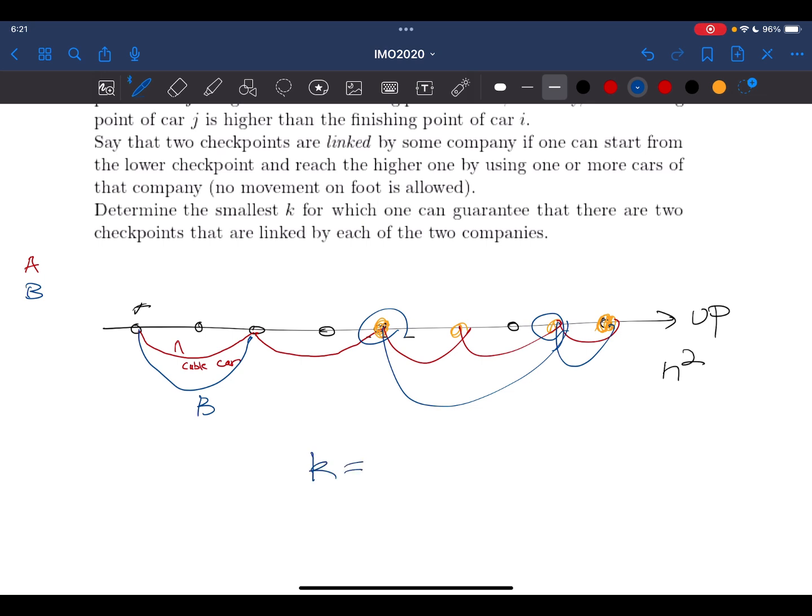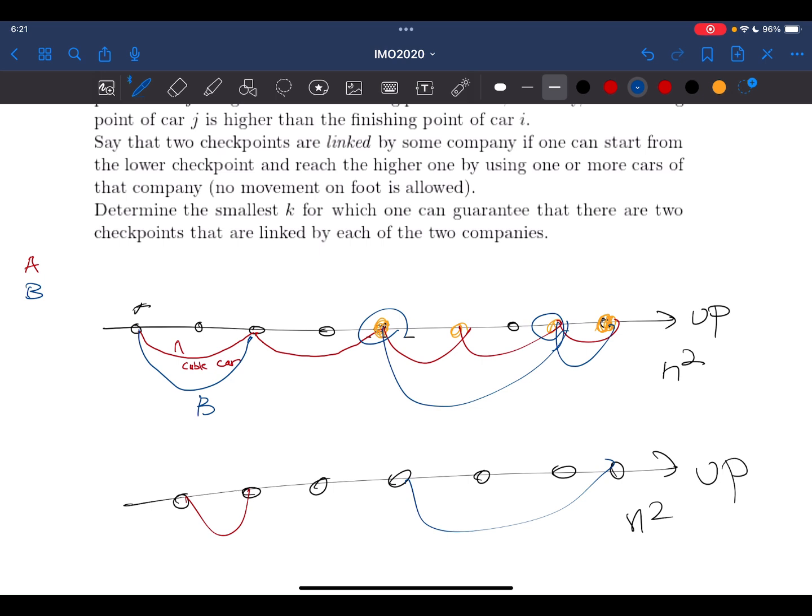Like, let's say if I have only one cable car, then K is the number of cable cars in the state. If I have only one cable car, then obviously that can happen. That is possible, that there are no two checkpoints linkable with both A and B, right? So let's say I have these checkpoints here, n squared of them, and I only have one cable car for each company. Let's say this is A, and let's say this is B, and that's it. So no two checkpoints are linked with both A and B cars.